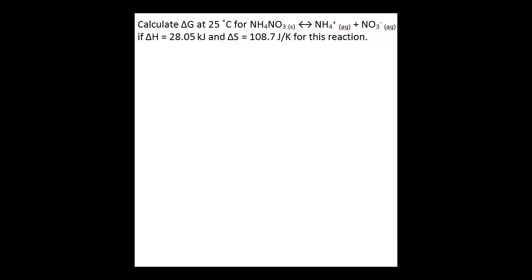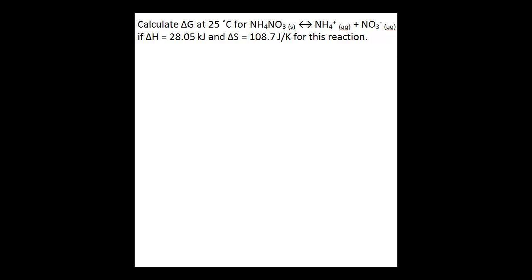In this video, I'll show you how to calculate the free energy of reaction from the enthalpy of reaction and entropy of reaction values in order to determine reaction spontaneity. The specific problem you're being asked to solve is to calculate delta G at 25 degrees Celsius for ammonium nitrate dissolution into ammonium and nitrate ions if the delta H for this reaction is 28.05 kilojoules and delta S is 108.7 joules per Kelvin.